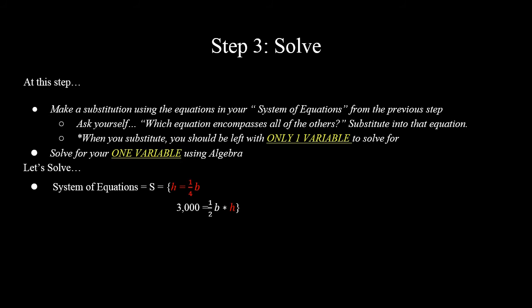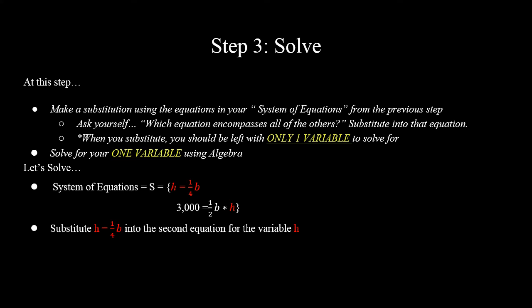This is our system of equations. We had that the height was equal to 1/4 of the base, and we had that 3,000 square feet, our area, was equal to 1/2 the base times the height. So I'm going to ask myself, which one of these 2 equations encompasses everything I identified, the constants and the variables? Well, it's the second equation, right? We see our constant, the 3,000, plus we see both of our variables, the base and the height. Well, that's the equation I'm going to substitute into.